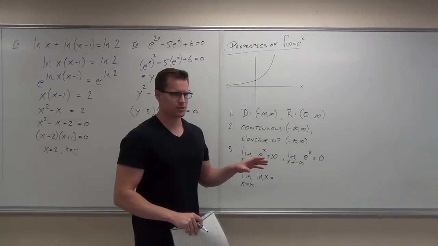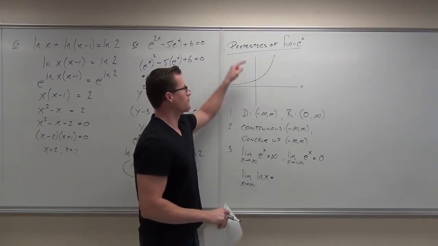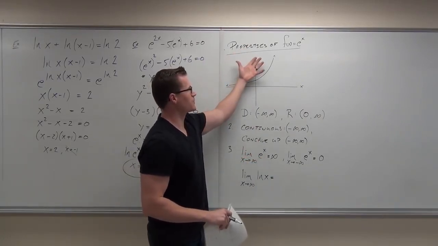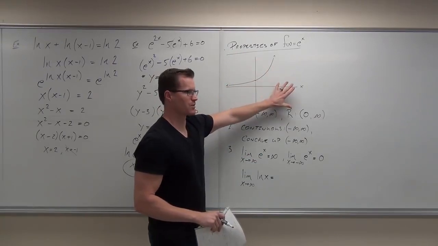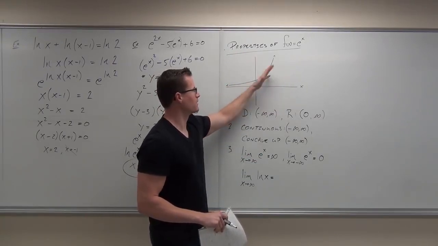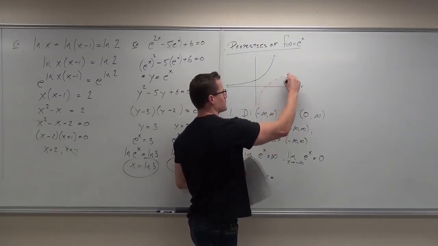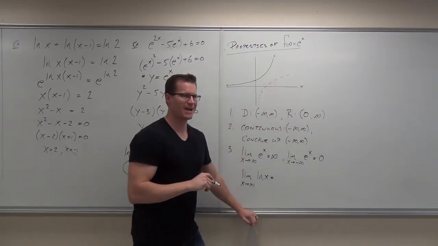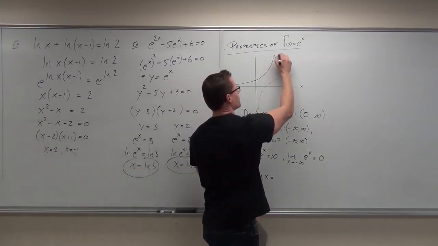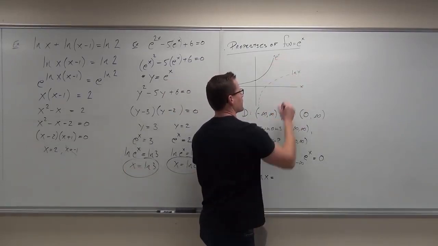If you remember this, I hope that you do, the function e to the x and the function ln x are inverses. Do you remember that? So ln x looks like this graph. I think I drew it for you earlier where it looks like that. That would be ln x. So e to the x and ln x.